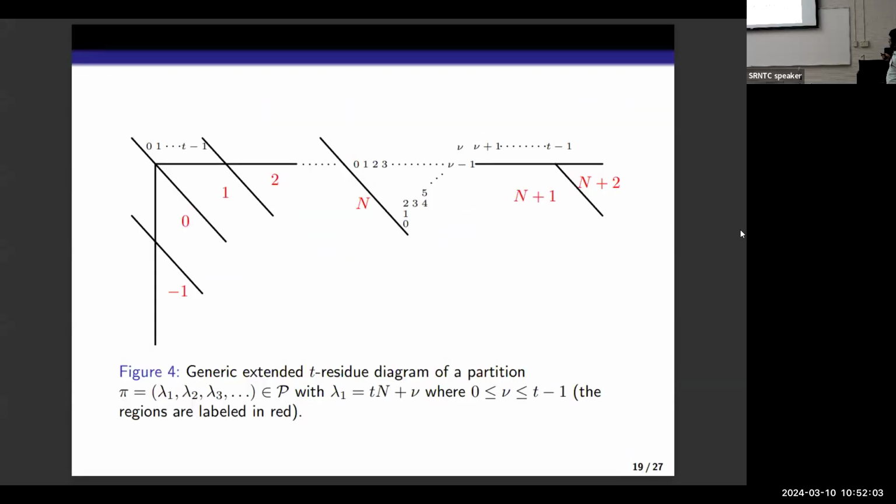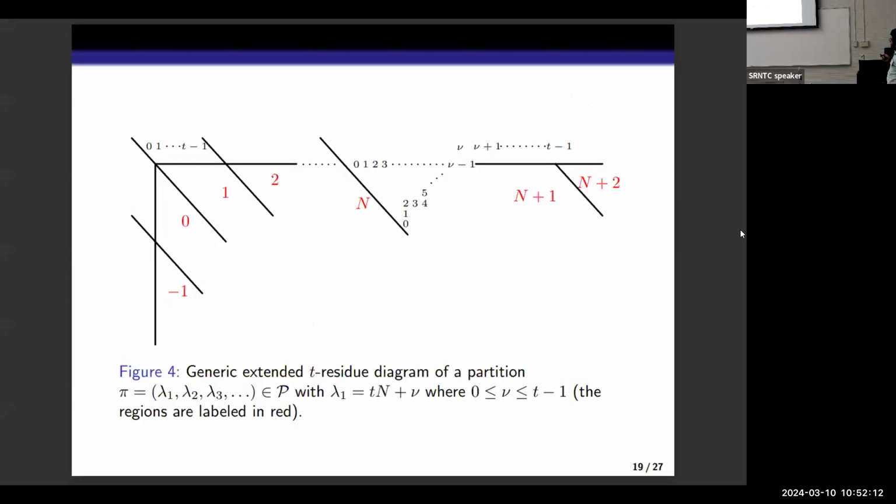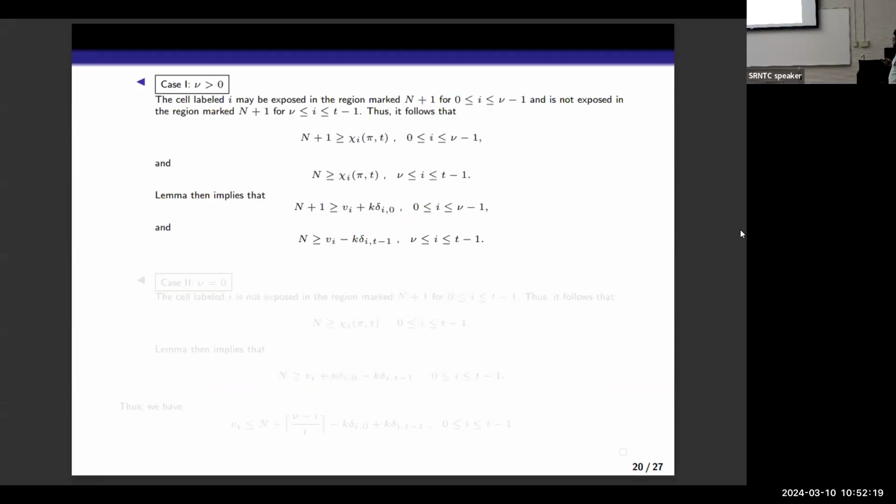And for all other cells, which are here, they are not at the end of a row. So for I being between nu and T minus 1, the largest region where it can be exposed is the region to the left of n plus 1, that's n. So these two inequalities then hold. And then from the lemma of Berkovich and Garvan, we see that these are the two inequalities depending on the number of parts of the ith component of the T quotient. Okay, so we keep these two inequalities now here.